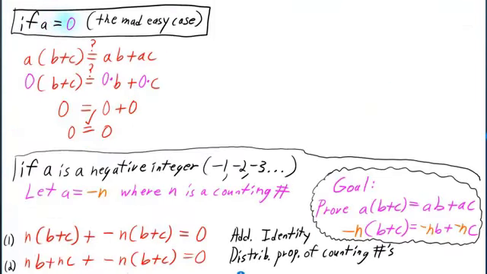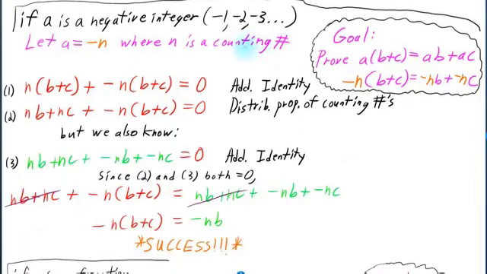To prove it when a is equal to 0 is easy. You just go to the main rule and plug in 0 wherever you see a. And if you don't end up getting 0 is equal to 0, then you're doing something wrong.